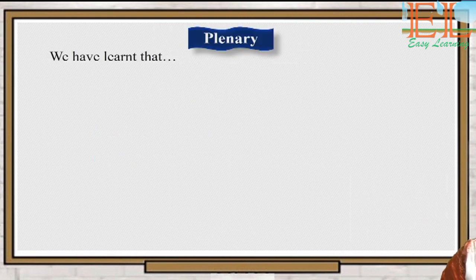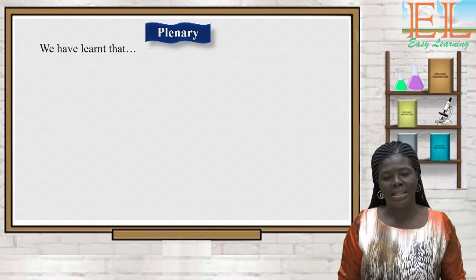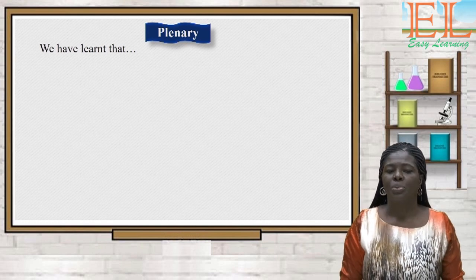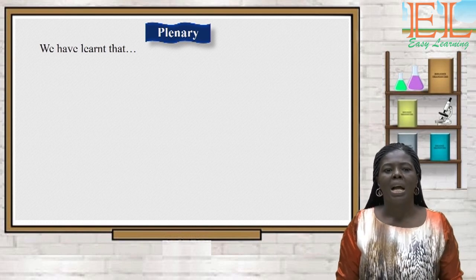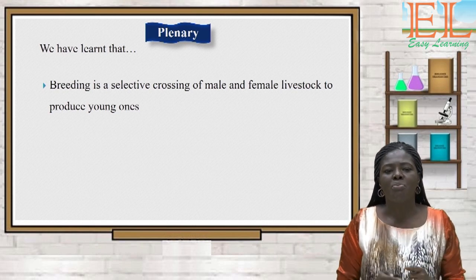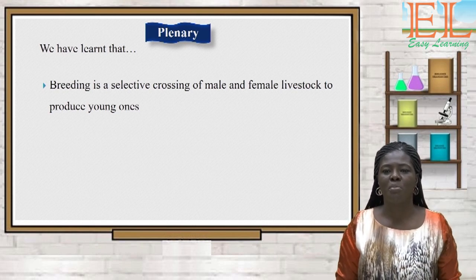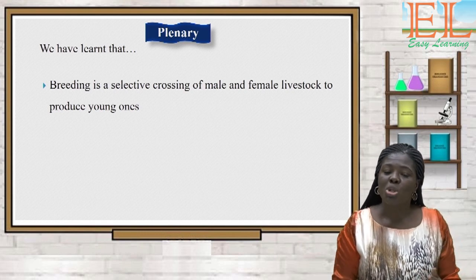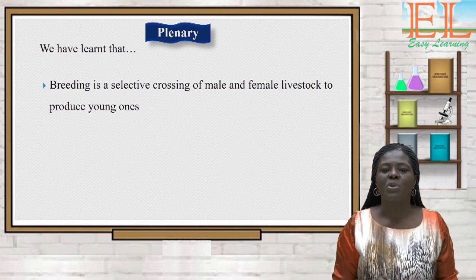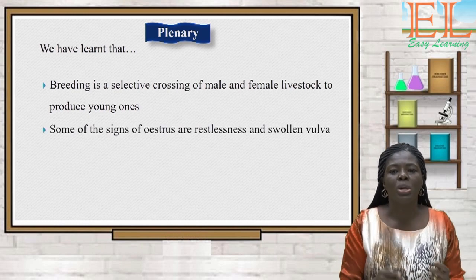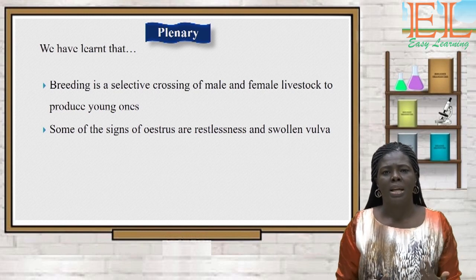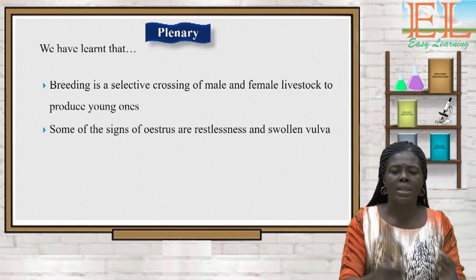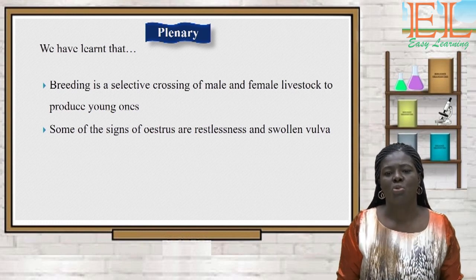All too soon, we are bringing our lesson to an end. Let's see if we can recall the things that we did. So, what have we learned? We came to realize that breeding is a selective crossing of male and female livestock to produce young ones. We also talked about the signs of oestrus, and we said restlessness and swollen vulva are some of the indicators that tell you that your animal is on heat, and because of that you can send the female to the male to be crossed.